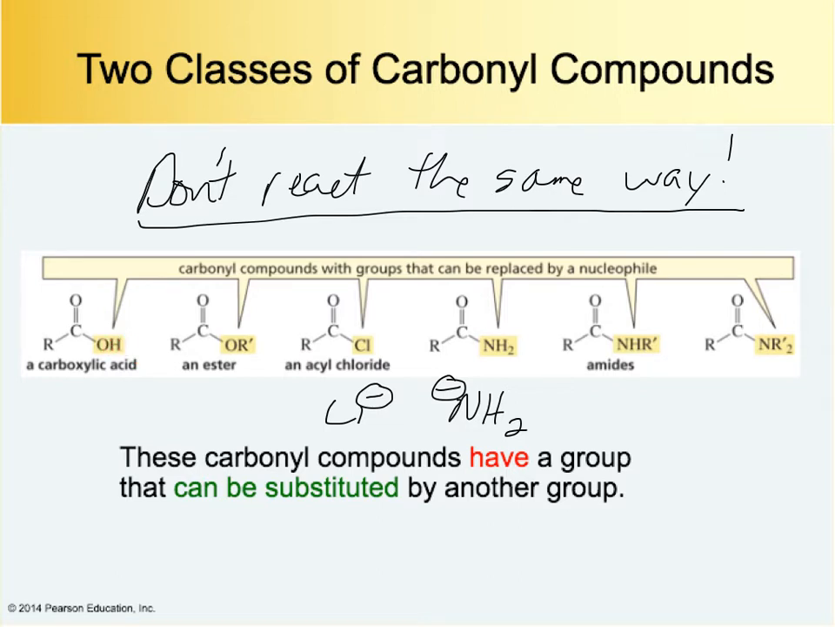But all of these groups, the OH, the OR, the Cl, and these nitrogens, these amides, can be replaced by a nucleophile. And that's the key, right? Versus before, when it was just a carbon or an H, those are not good leaving groups. These can be leaving groups. So they can be substituted. Now the mechanism will be a little different than we've done before, but they can be substituted.